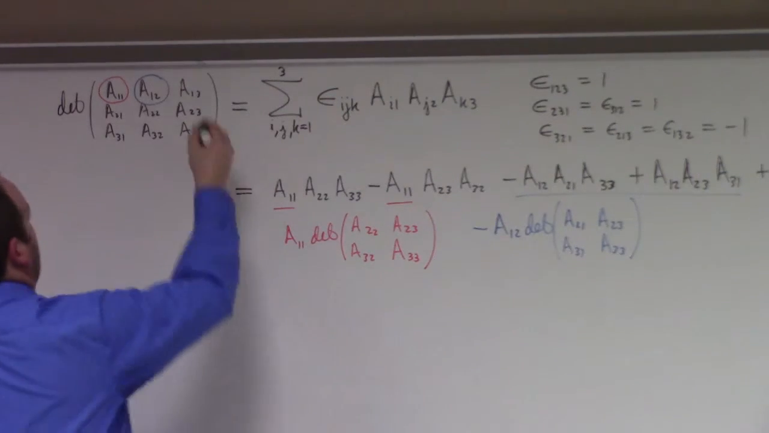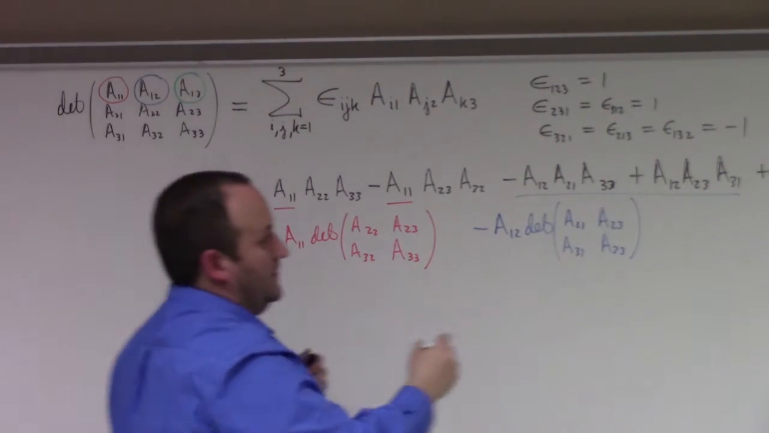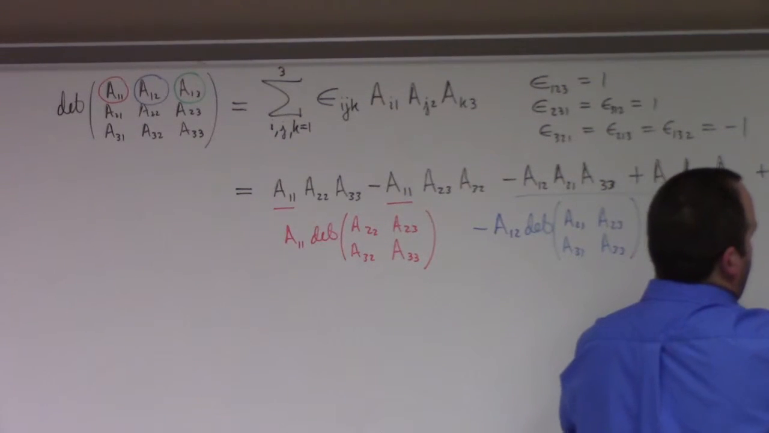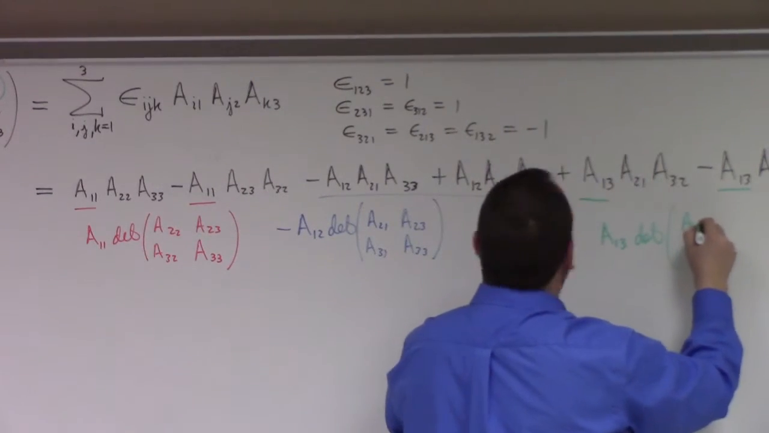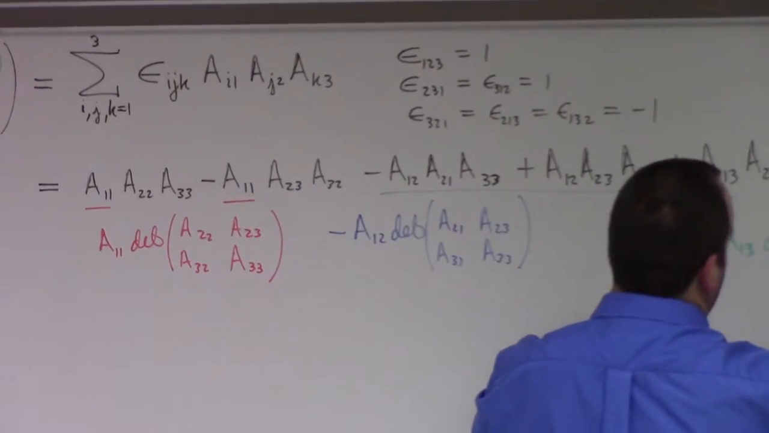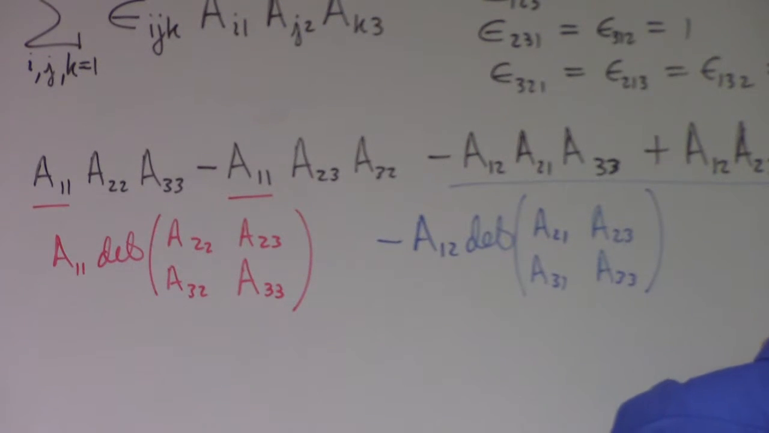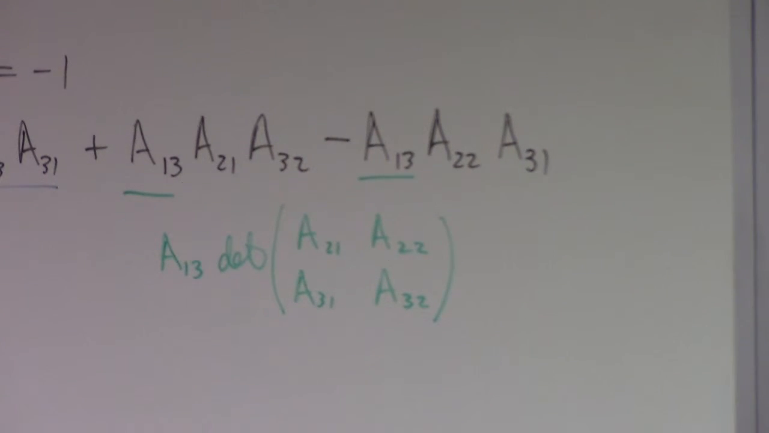And then the third thing in the top row is this one. So that's this and this, and what this is coming from is A13 times the determinant of A21, A22, A31, A32. Again, you can see, this is called Laplace's expansion by cofactors or by minors. It's this idea you can take a determinant and break it down as a weighted sum of subdeterminants.